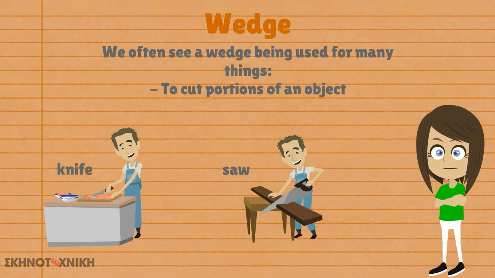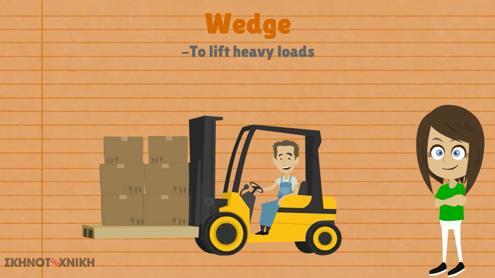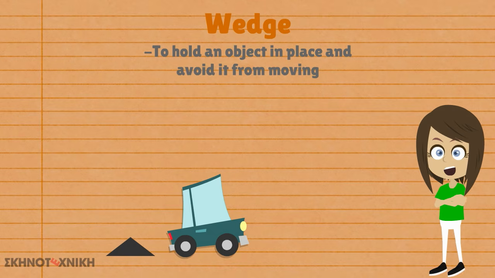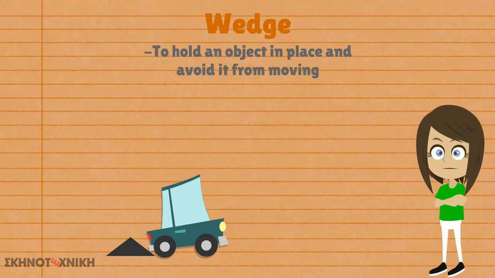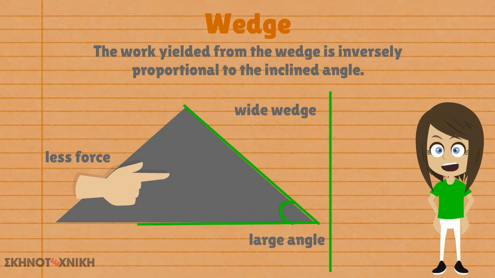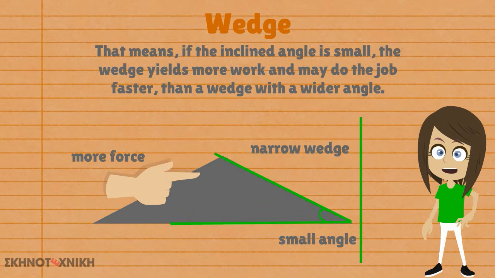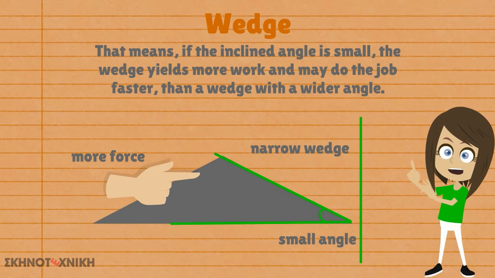We often see a wedge being used for many things, such as to cut portions of an object, to lift heavy loads, to hold an object in place and avoid it from moving. The work yielded from the wedge is inversely proportional to the inclined angle. That means, if the inclined angle is small, the wedge yields more work and may do the job faster than a wedge with a wider angle.